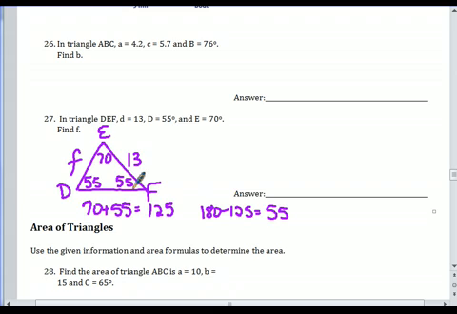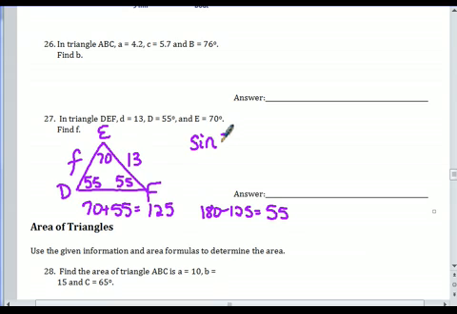Now, if you remember your geometry, if you notice these two angles are the same, and in geometry we learned that if these two angles are the same, that means that the sides across from them must also be the same, which indicates that side f would be 13. But if you don't remember that, then we need to use the law of sines.